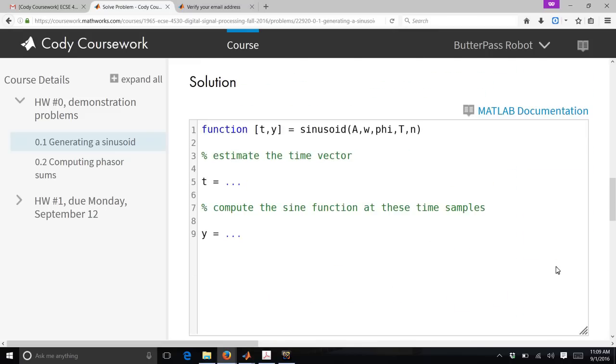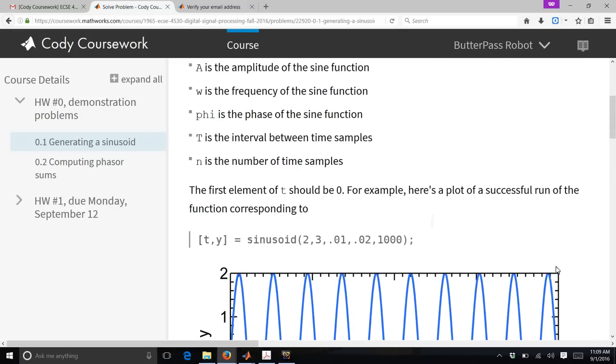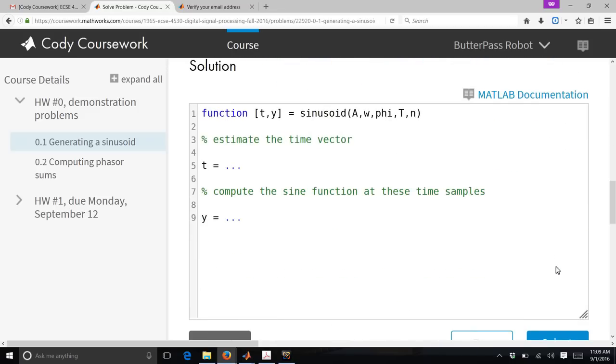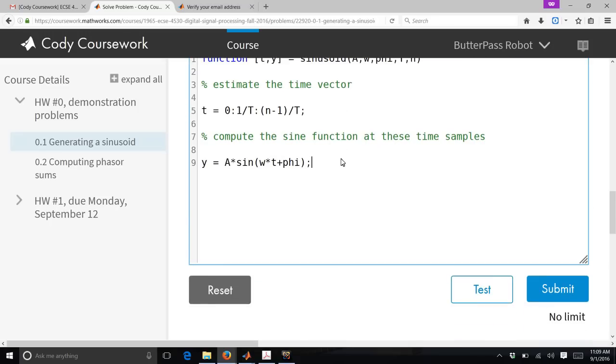This is a pretty easy one, so let's just see here. I need to make this sinusoid starting at 0, n samples separated by t. Let's start typing. I want to start at 0. I should be separated by 1 over t, and I want to have n samples. So I guess the last sample should be n minus 1 times 1 over t. That seems about right. Then I want to compute the sinusoid, which, if I did this correctly, should just be A times sine of omega times t plus phi. That seems pretty reasonable.